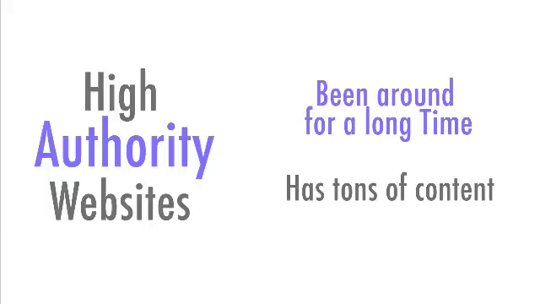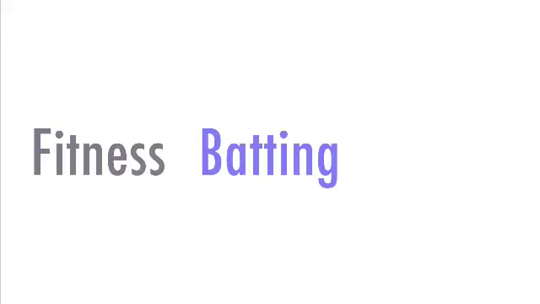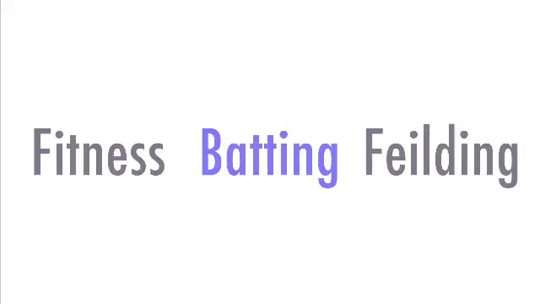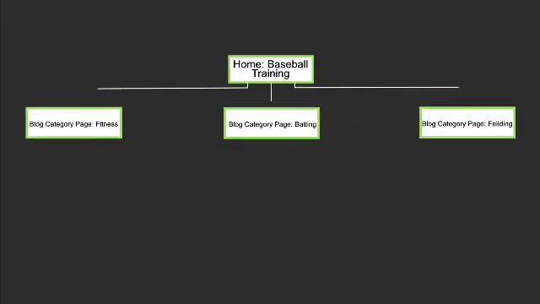To explain the silo structure of your website, let's use the following categories from the previous diagram: fitness, batting, and fielding. Disclaimer: the specific structure I'm about to show you is not the only one that works, but for this example, we're going to have a home page with static content, meaning it doesn't change, that will link to our blog category pages using in-text links. These are links within the content of your web page.